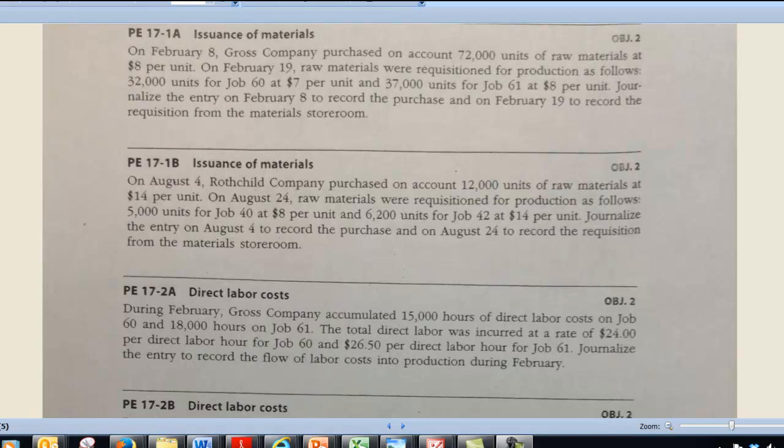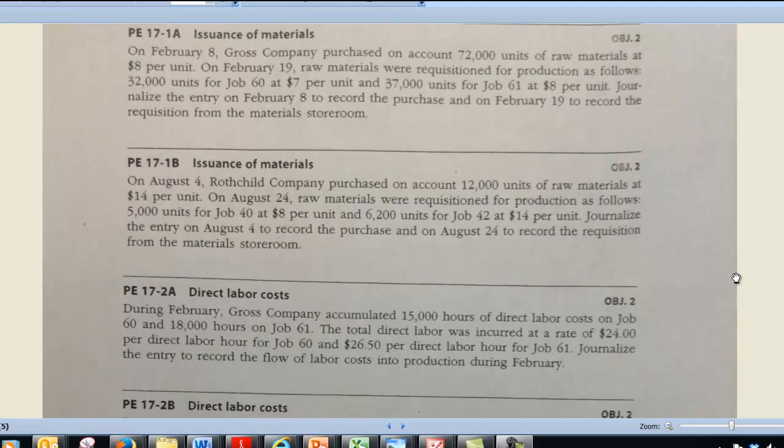Hey guys, today we're going to take a little time and work some problems related to a job order costing system. I'm going to keep the problems up here on the screen for a little bit, so you might need to pause the video from time to time to review the problem on the screen, and then we'll take a look at the solution for each of these.